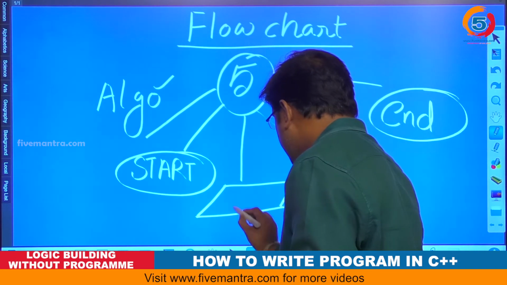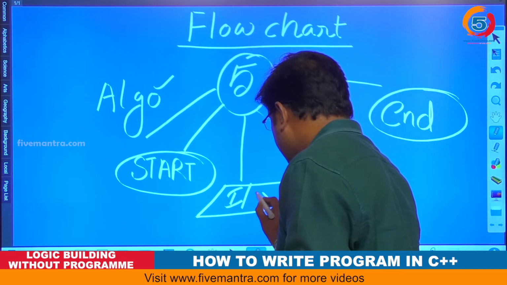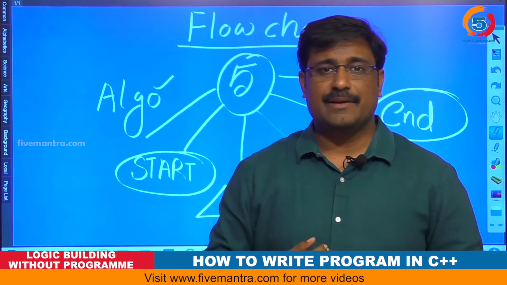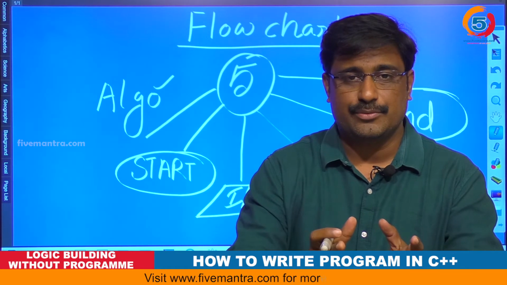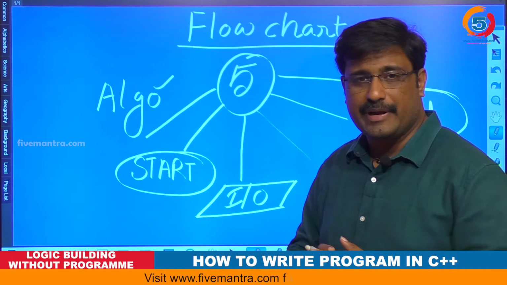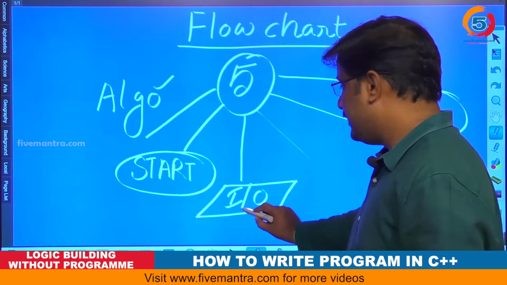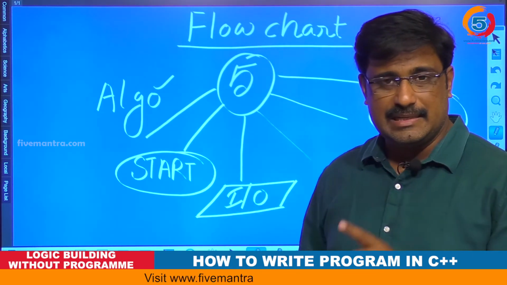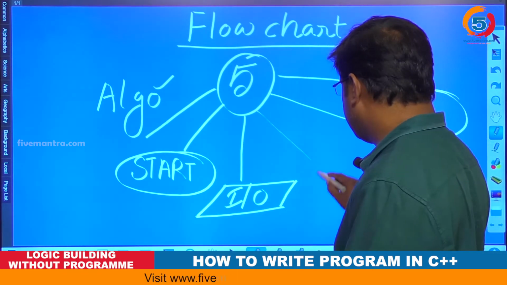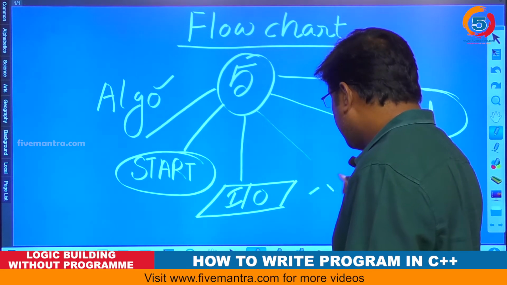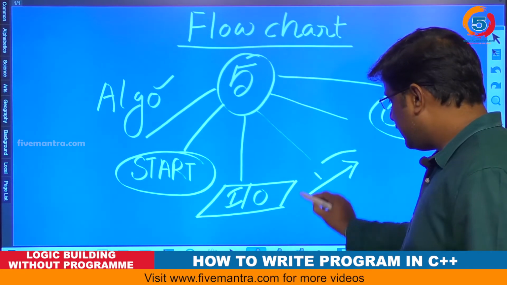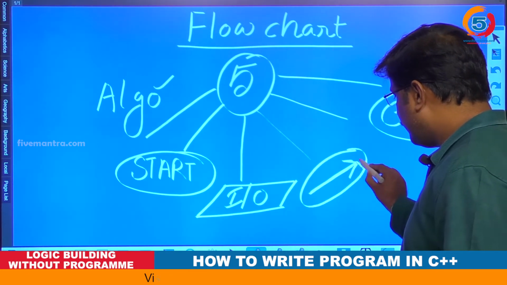Next, there is a symbol for input and output operations, like printing, getting data from the user and giving data to the user. For doing that we use this symbol. It is very simple, right? So how many symbols do we have so far? Two: one is start and end, and another is input and output. The next important thing is data flow, which explains which direction the data is going.